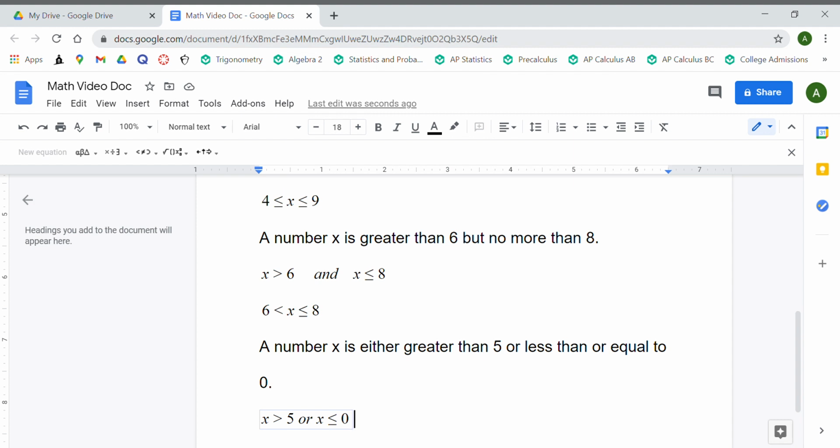Alright, and then we have less than or equal to 0, that is a closed circle, shading to the left.